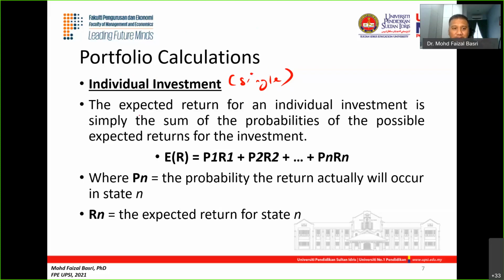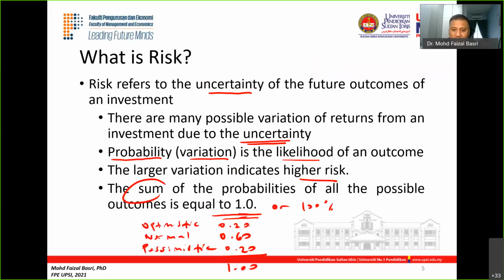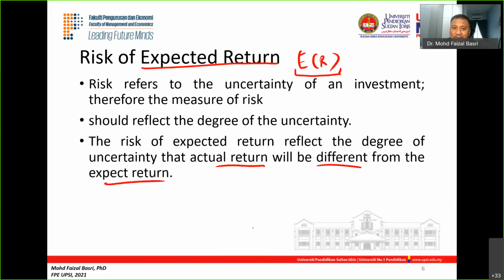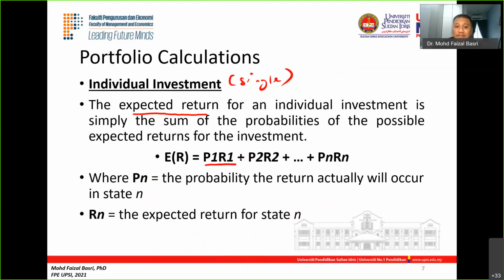So the ER, the expected return that we're going to use, is based on this formula, which is the sum of probabilities versus the returns of the investment. The formula for ER is P1 times R1. P1 here refers to the probability, the percentage, the weightage. And this weightage we need to multiply with the expected return of this probability.